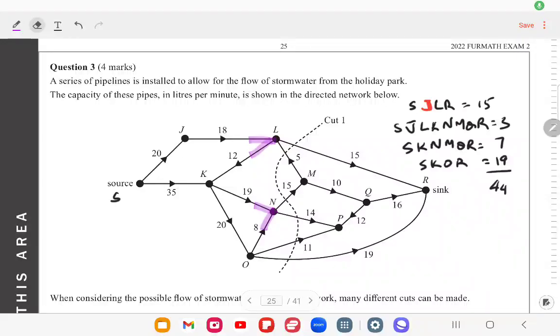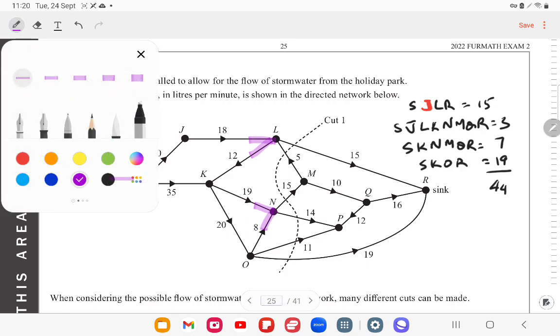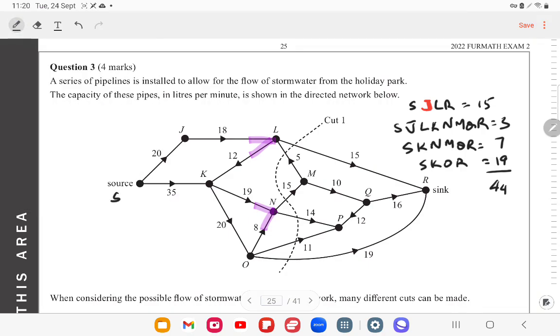Let's look at the 2022 Further exam 2 question 3 in networks. A series of pipelines is installed to allow for the flow of stormwater from the holiday park. The capacity of these pipes in liters per minute is shown in the directed network. So first what I've done is I've indicated all the places where there's going to be an inflow outflow, and that is at L and at N here.